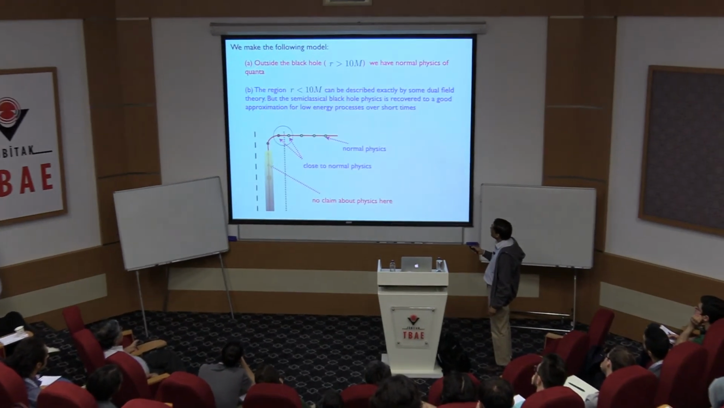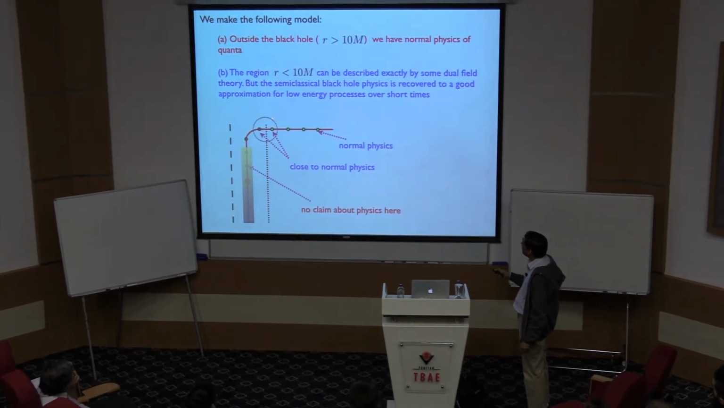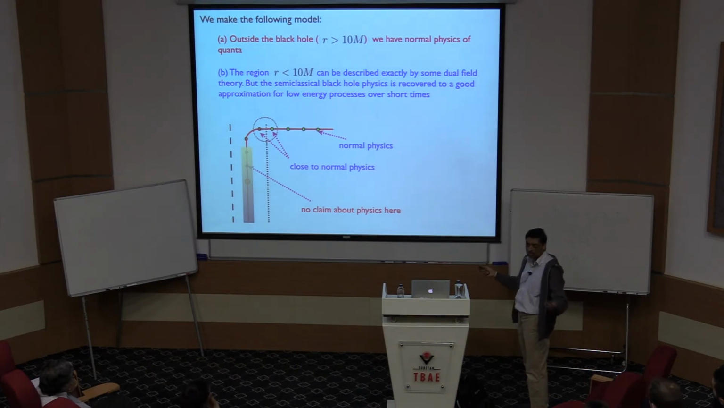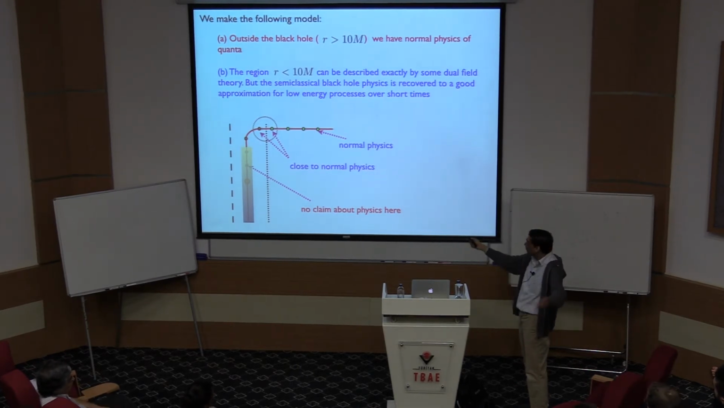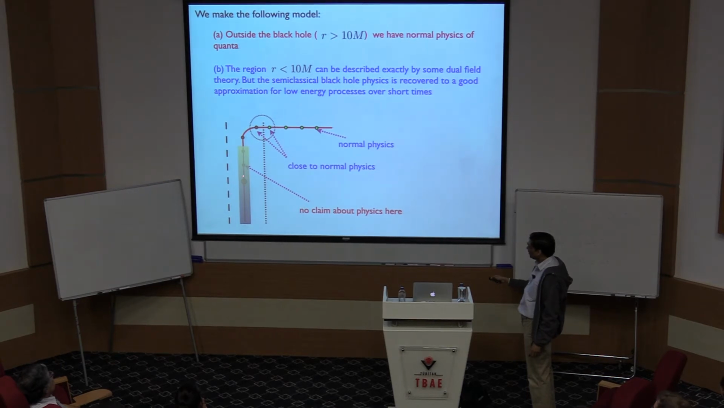Here's our model. Step A: outside the black hole, let's say R greater than 10M, we had drawn a dividing line here, right? Then we'll assume there's normal physics here. Does it look reasonable to you? Once you're outside 10M, let's not do anything funny. So I've put normal physics here. Inside the horizon, the particles which are deep in the hole, well, it looks like normal physics here, right? I can choose this to be R equal to M. It's nowhere near the singularity. It's probably completely normal physics here.